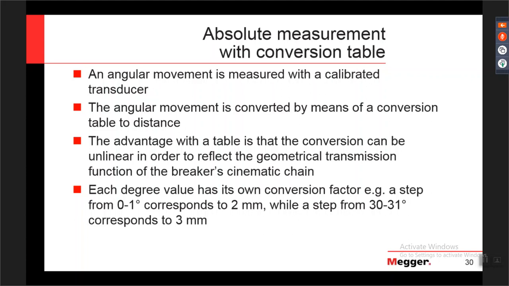So for example, you can have different factors at different angles. For example, from 0 to 1 degree, that could correspond to 2 millimeters at the contact, while a step from 30 to 31 degrees would correspond to 3 millimeters. So for each step, you can have a different conversion factor. So you can basically reflect any kind of transmission graph in that.